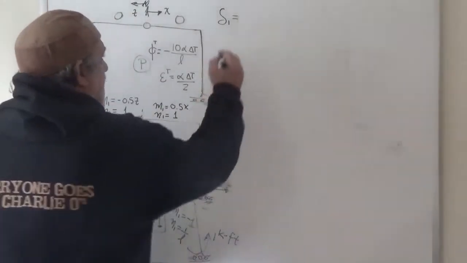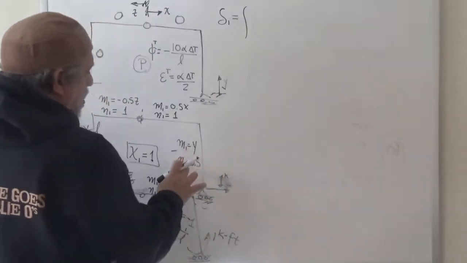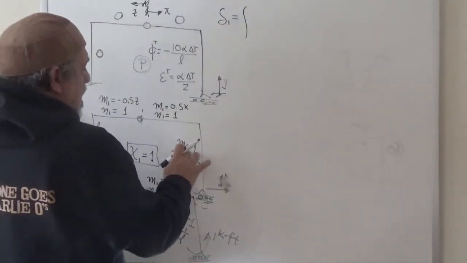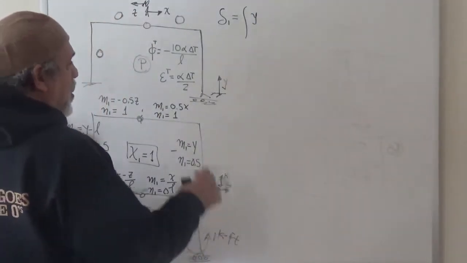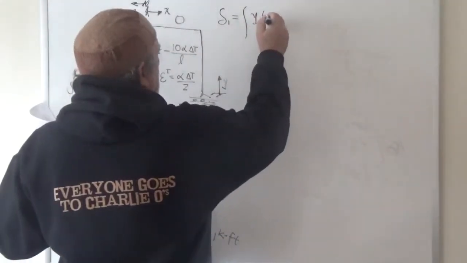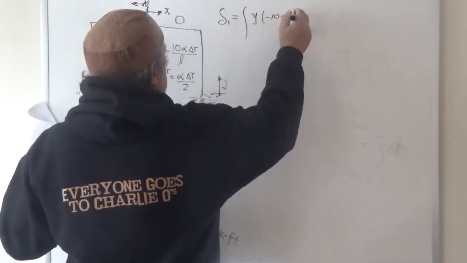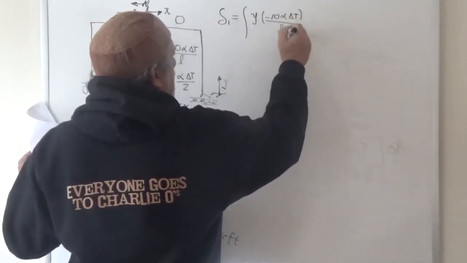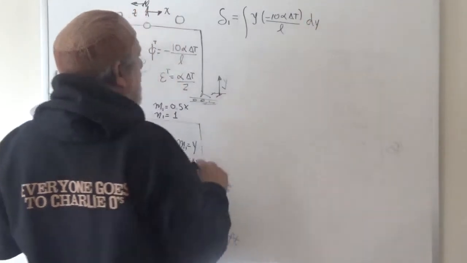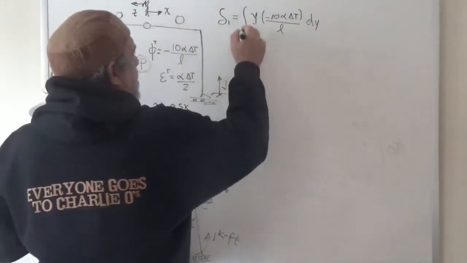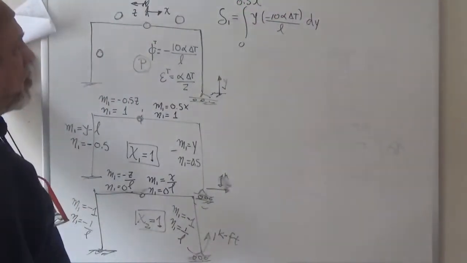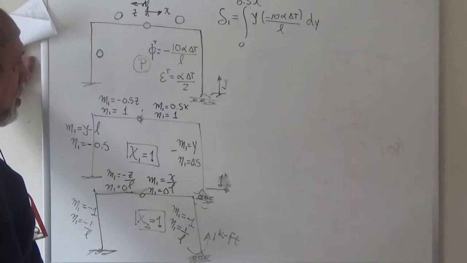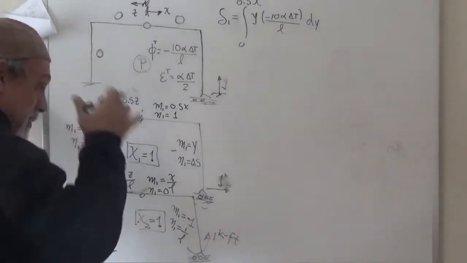And so we have that it is equal to the integral of M1, which is Y, times MP over EI, which is the curvature, in this case, minus 10 alpha delta t divided by L, ds, which in this case is dy, and over that bar, which is 0 to 0.5 L. That accounts for bending. Now we come to the question, do we want to account for the axial effects?